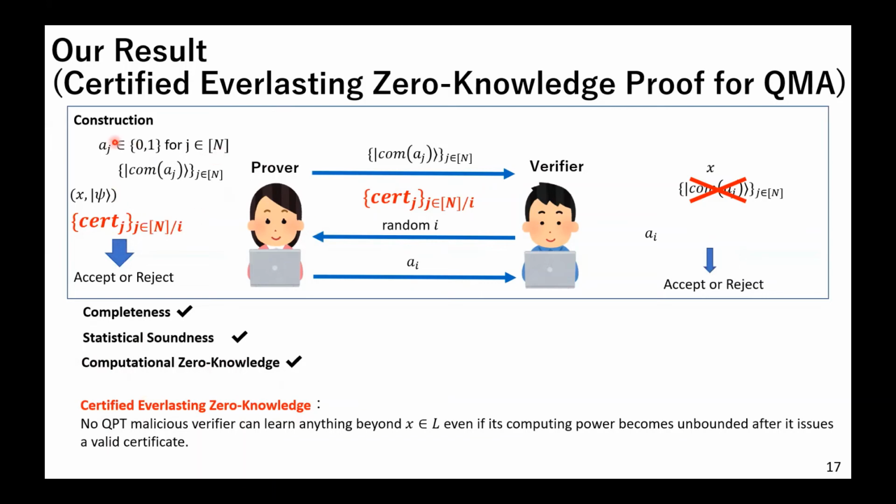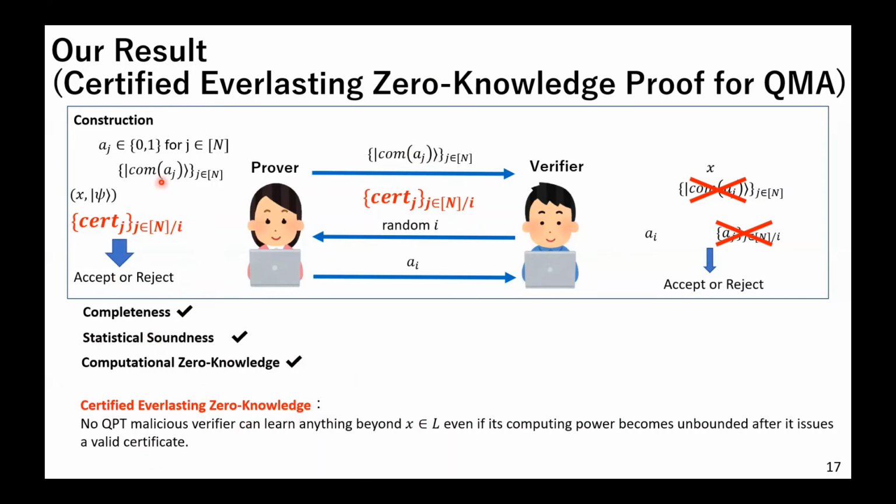From the certified everlasting hiding of our quantum commitment, when the certificates are valid, he cannot obtain the committed value from the information received from the prover. So he cannot obtain information beyond the fact that the instance X is a yes instance. This is the intuitive reason why our construction satisfies certified everlasting zero knowledge.